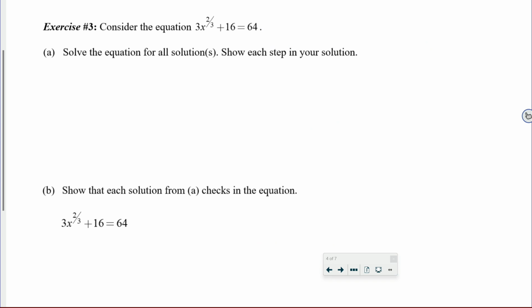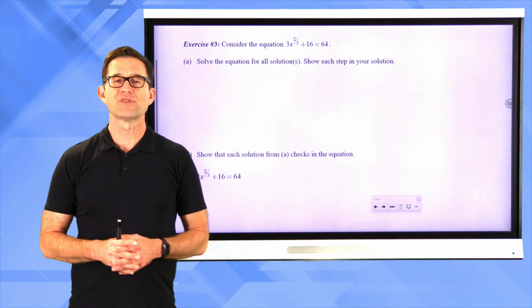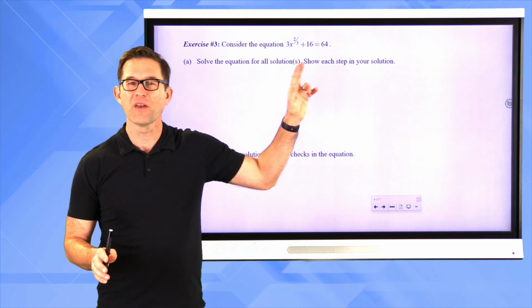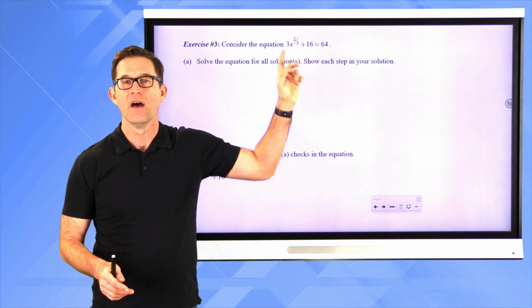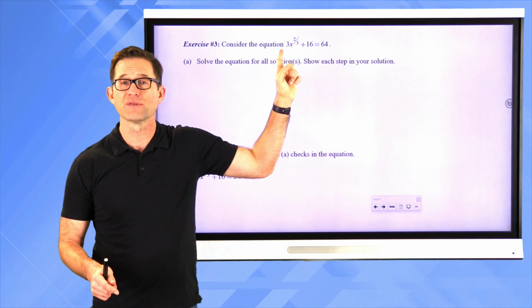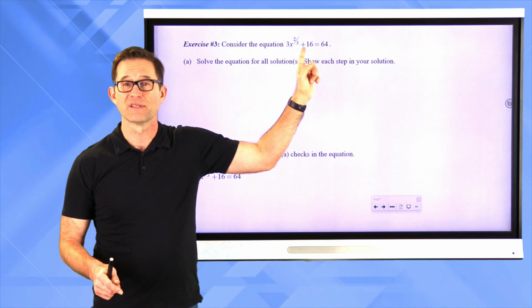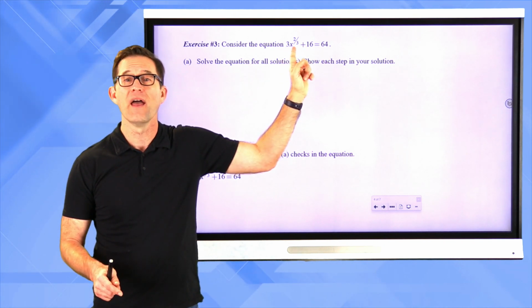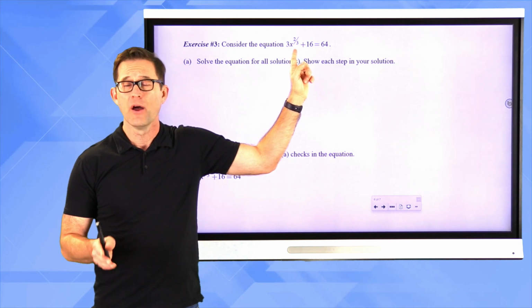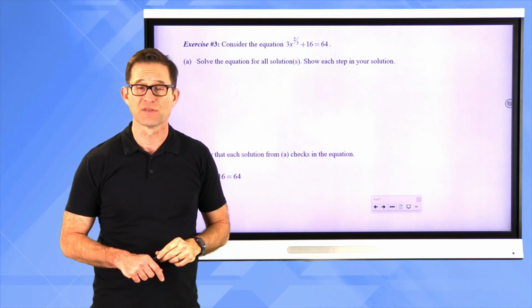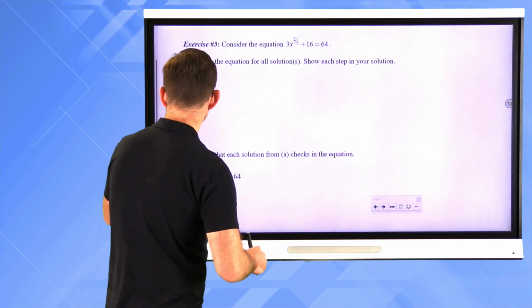Consider the equation 3 times x to the 2/3 plus 16 is equal to 64. Letter A. Solve the equation for all solutions. Show each step in your solution. All right, well, let's do it. Now, keep in mind, we can think about this as order of operations yet again. I've taken x, I've raised it to the 2/3, I've multiplied by 3, and then I've added 16 and gotten 64. I want to subtract 16, divide by 3, and then undo that 2/3 power by raising both sides to the 3/2 power. So let's jump into it.